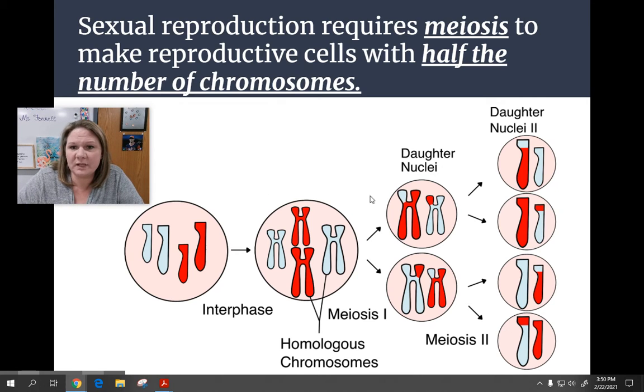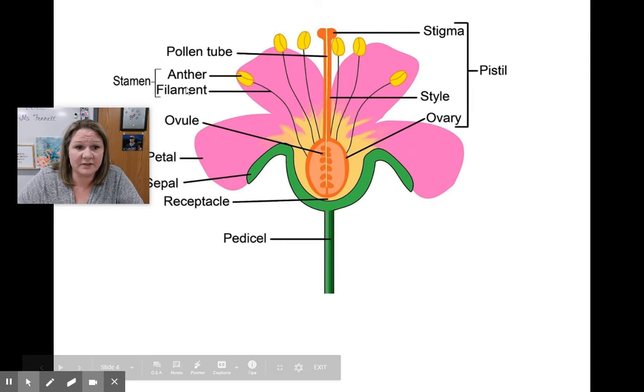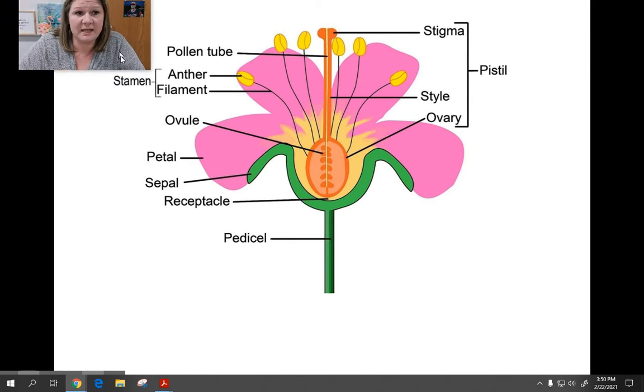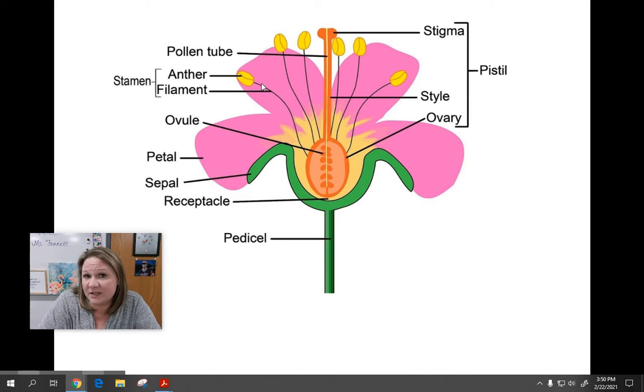Okay, so some really big words are being thrown at you. This type of cell division is called meiosis, and it's going to make cells with half the number of chromosomes. And then those reproductive cells are going to be used to make the new offspring. So flowers, many plants do sexual reproduction. Flowers do two-parent reproduction. And a flower is actually the reproductive organ of plants.